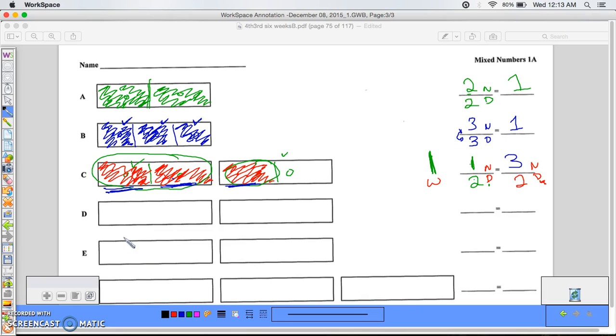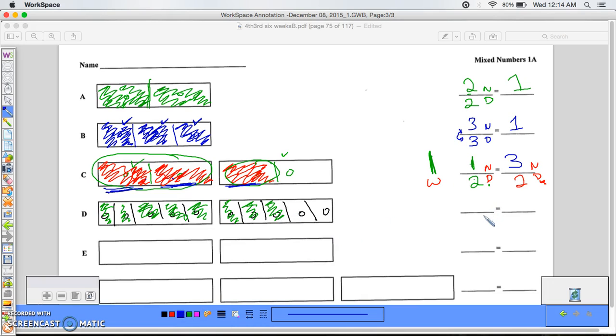Let's try letter D. Letter D, let's cut it into 5 pieces. 4, 5. So I have 5 pieces there. Let me cut this into 5 pieces. 1, 2, 3, 4, 5. I try to make it as best as I could. Okay, so now for letter D, let's go ahead and shade in the whole piece. Shade in all of it for letter D. And here, shade in only 3. Okay, so here we go.